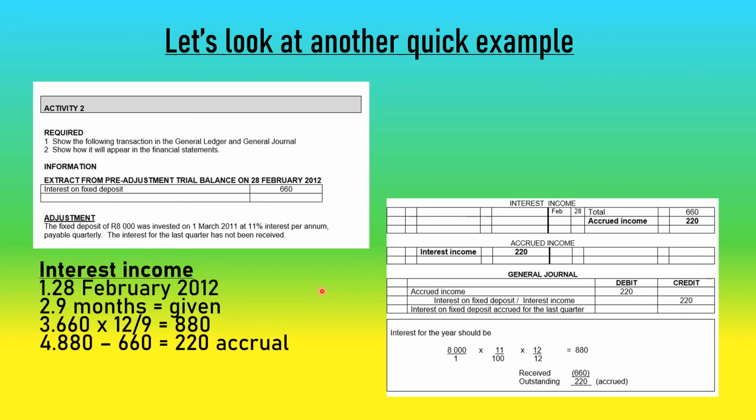Let us quickly go through the steps. Step number 1, identify the year end. We've identified that 28 February 2012 is the year end. Step number 2, identify for how many months is the amount already given. So here they've told us that the interest for the last quarter has not been received. Therefore, this amount only represents 9 months. So remember, there's 4 quarters in a year. Each quarter has 3 months. So 3, 6, 9.